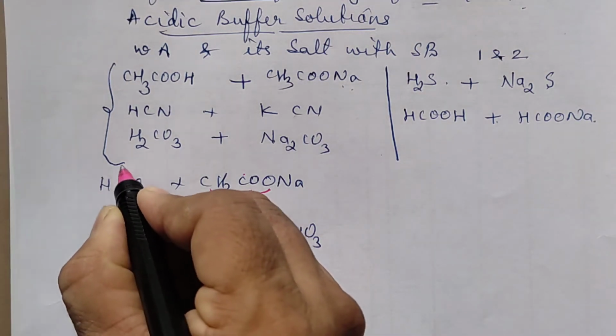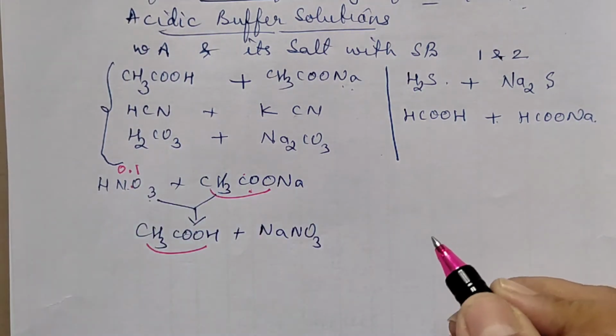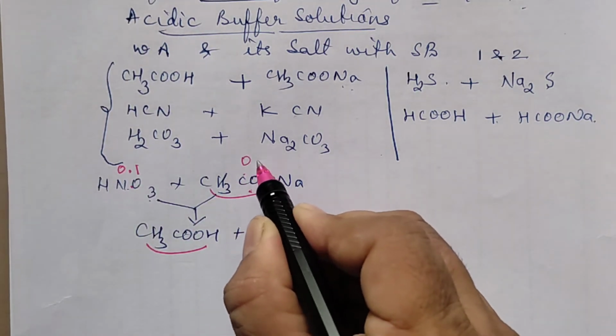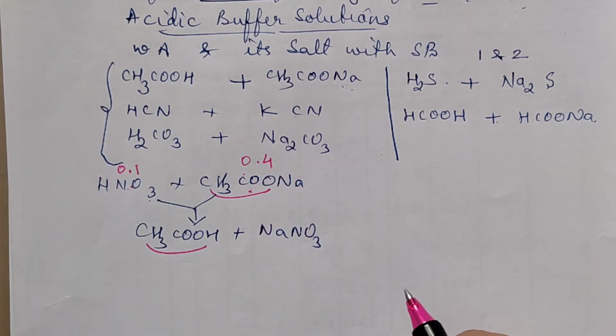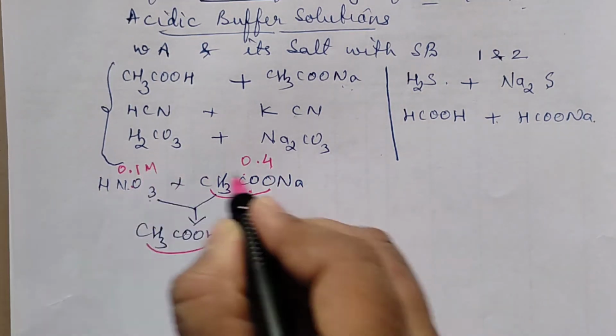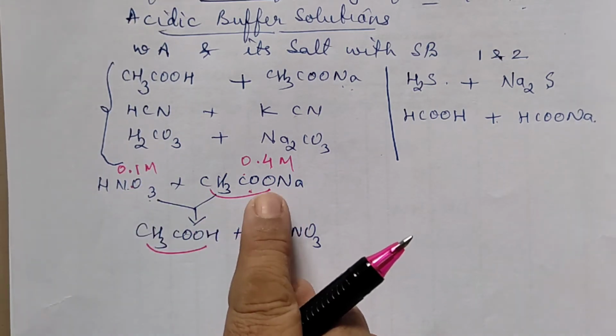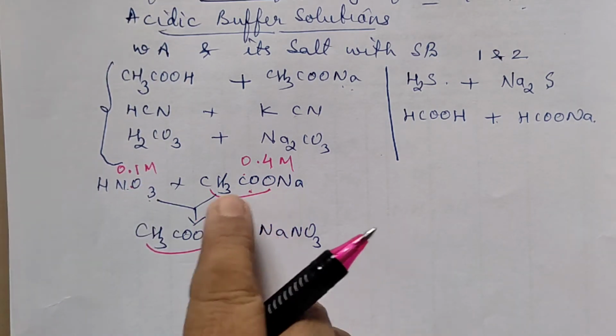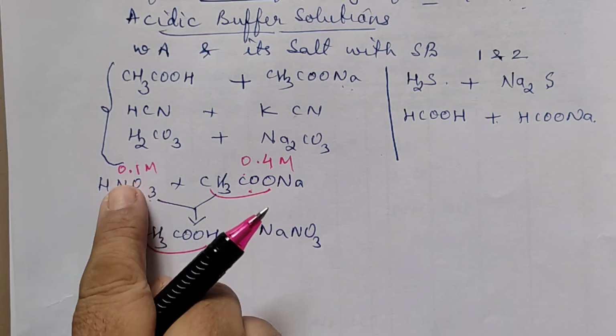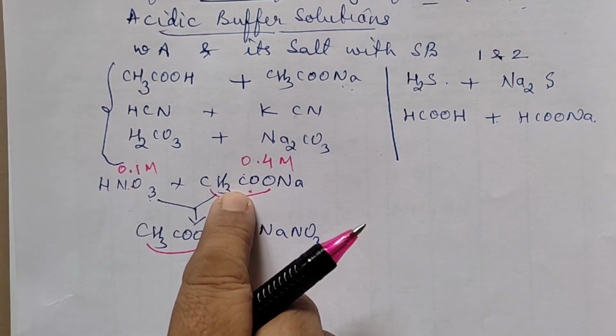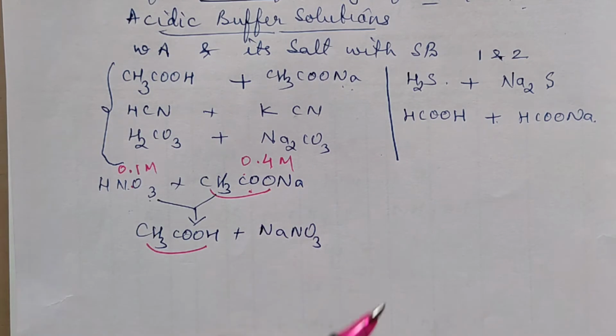For example, if I say 0.1 molar of this is reacting with, say, 0.4 mole of it, then they will not react completely. Then this is the limiting reagent and this is in excess. This should be in excess, because then 0.1 will react with 0.1 only, and 0.3 of this will be left over.